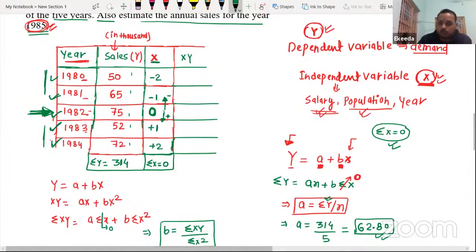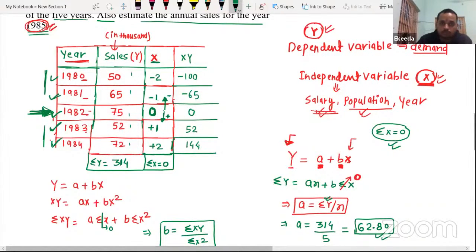So 50 into -2, it is going to be -100. 65 into -1, this is going to be -65. This is going to be 0. This is going to be 52, and this is going to be 144. Okay, this is going to be 144.